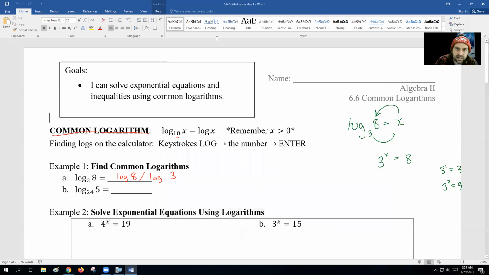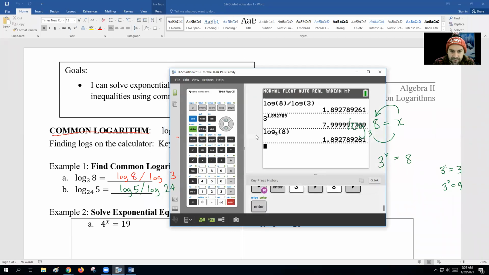Okay, so just to go over that here, if we want to figure out what log base 24 of 5 is, what we'd have to do is log base 5. We always do the big number over the little number. And by little number, I mean by size, not by actual value. So what's log base 24 of 5, or log 5 divided by log of 24? Take out the calculator, let's see what we get. So log 5 divided by log 24. All right, we get 0.5064.